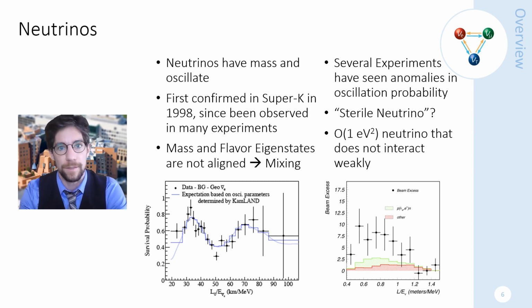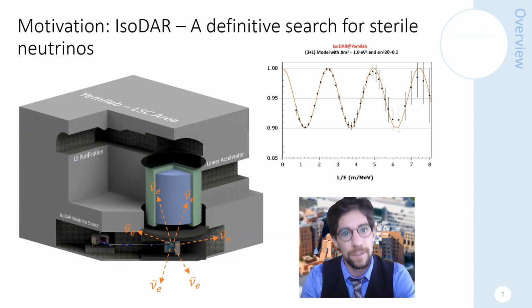And there are many experiments out there that are trying to find these sterile neutrinos, but none of them are definitive. So the ISODAR experiment actually proposes a definitive search. That means within 5 years, we can say beyond 5 sigma whether or not there is a sterile neutrino or not. The way this is done is by putting a very intense electron antineutrino source close to a kiloton scale liquid scintillator detector. And here on the left, you can see a cartoonish picture of the YEMI lab facility. This is in South Korea, and it's a laboratory that is currently building a liquid scintillator detector.